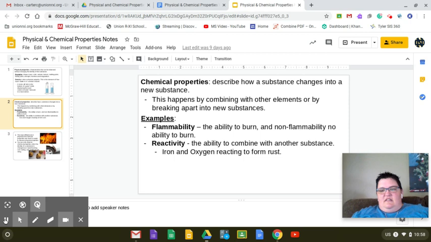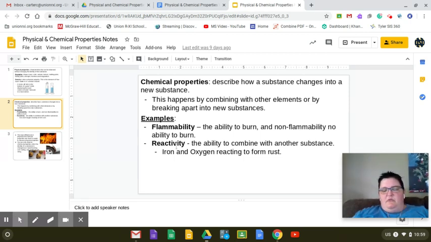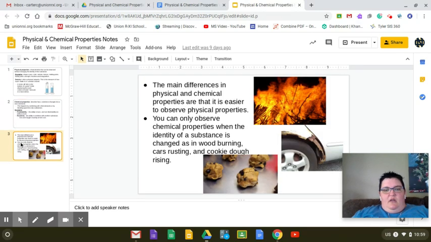So that's two of the big chemical properties: flammability and reactivity, how likely it is to join. We talked about that for a couple weeks now. The main difference between physical and chemical properties is that it is easier to observe physical properties. Like I said, those are the things we use our senses on, and we're not putting in a whole lot of effort to observe them.